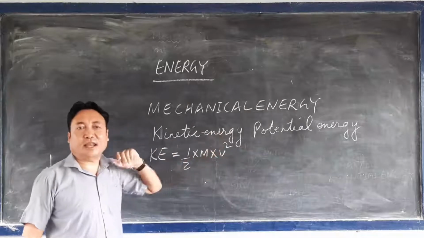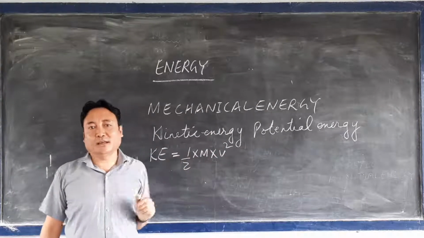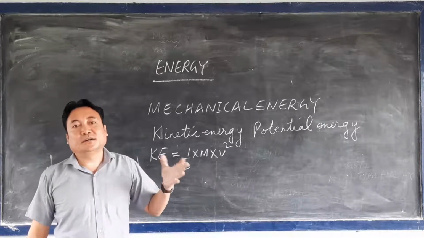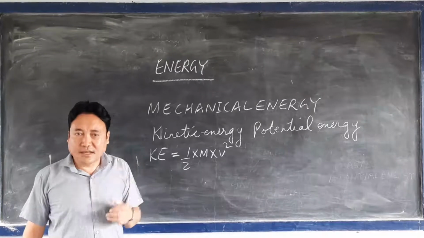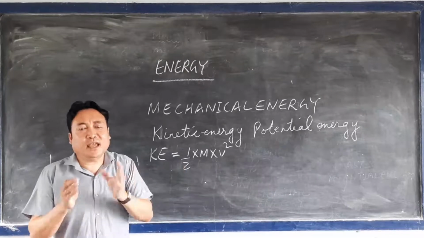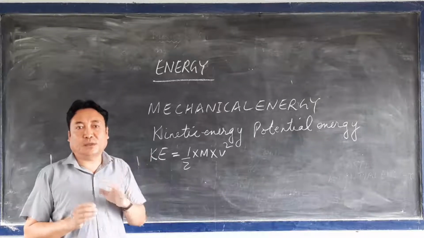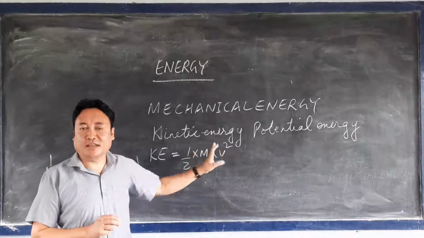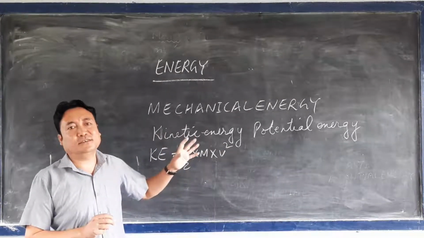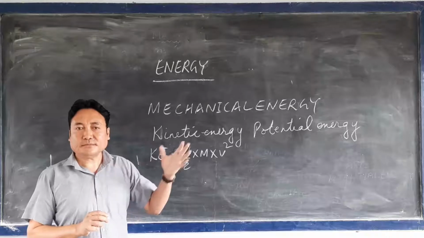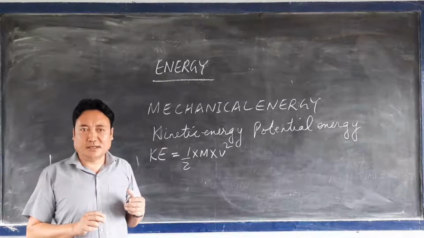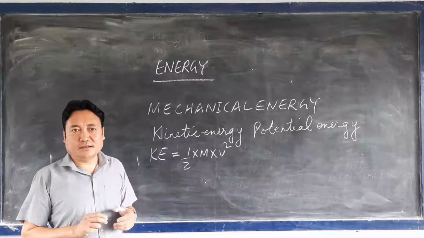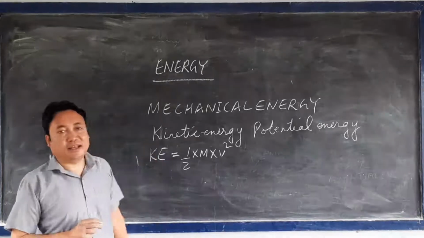Examples of kinetic energy: a moving vehicle, flowing water, or a child running on the playground. Any object, when it is in motion, when it is moving, possesses kinetic energy. So there are various examples of kinetic energy: running water, a moving vehicle, a moving car, or even a person running. All these are examples of kinetic energy.